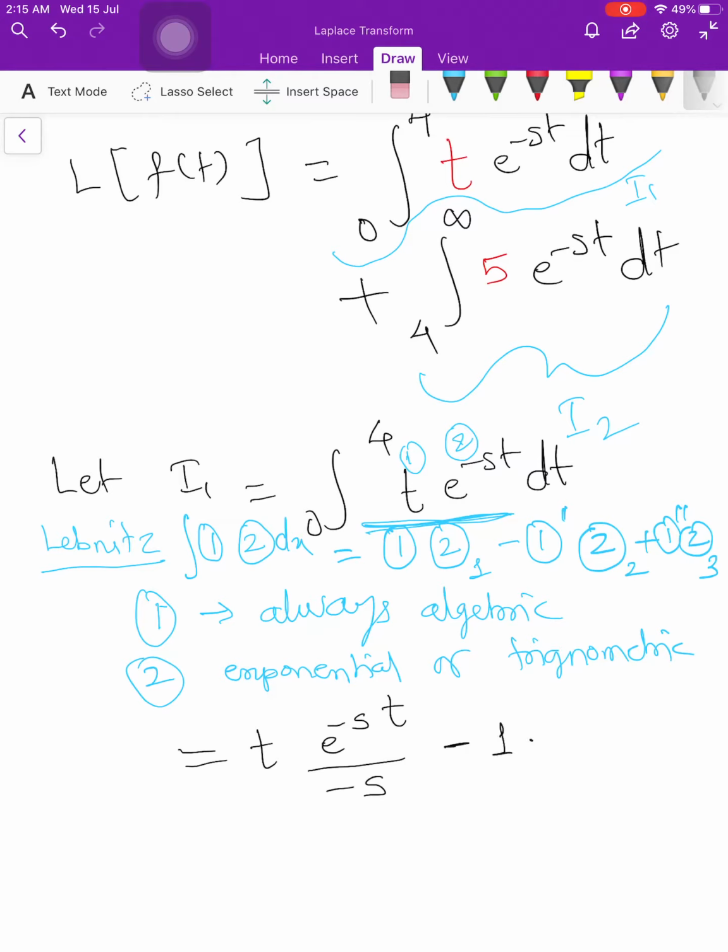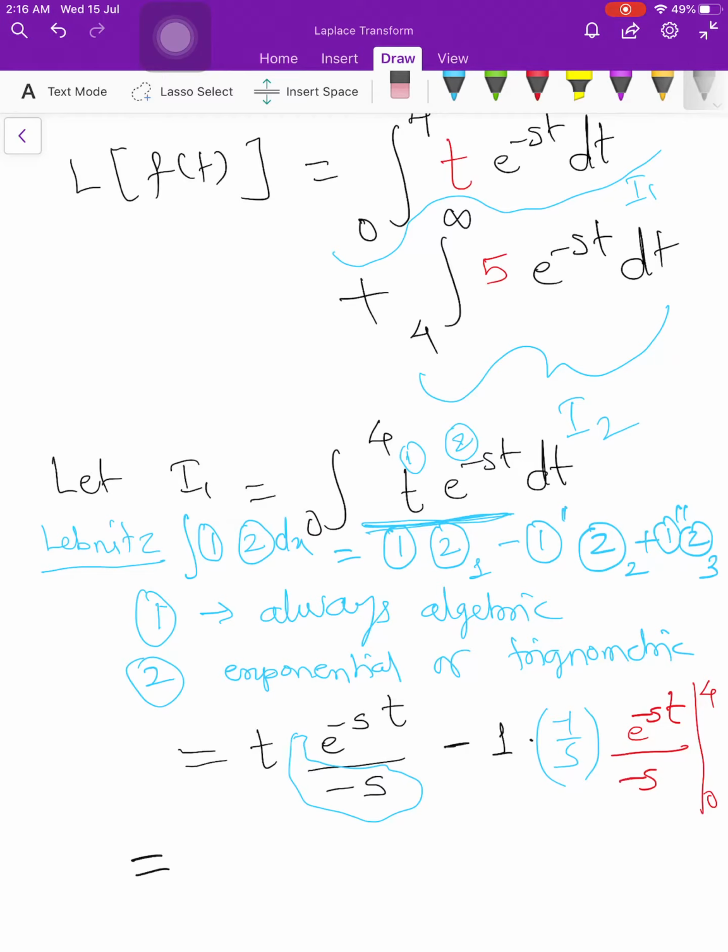So while finding the integration, handle carefully. This is a constant term, so I will write minus 1 by s, which is a constant, and we have to write the bracket over here, and beside it the integration of e raised to minus st. The integration of e raised to minus st is e raised to minus st upon minus s, and then we can have the limit between 0 to 4, and now we can substitute that limit.